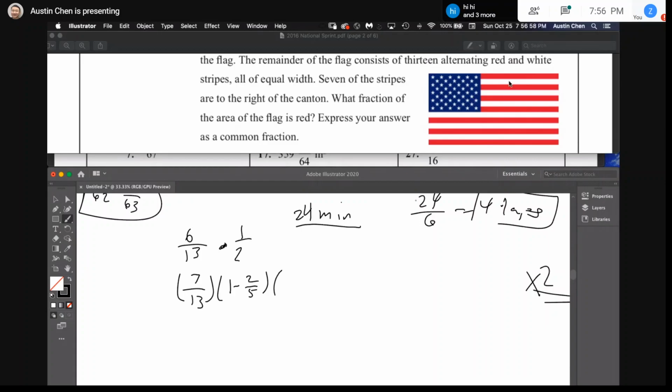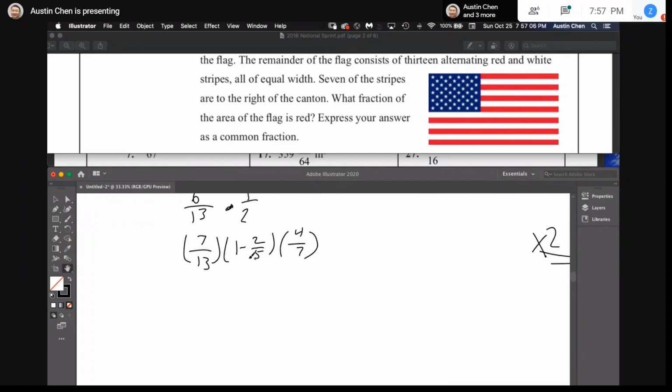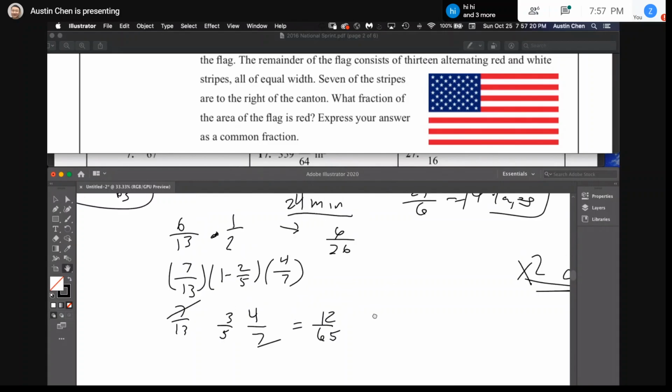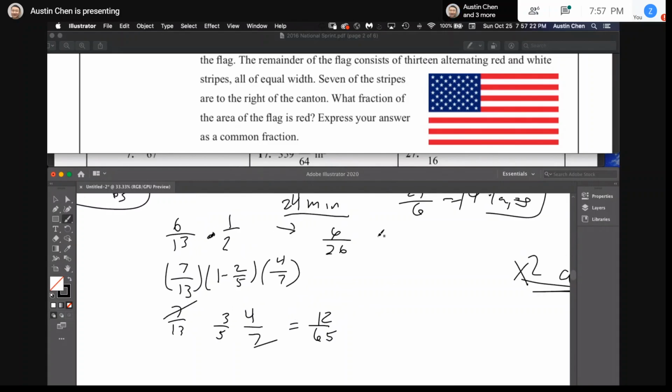All right. And then we just need to find the ratio of red to white in this box here, which is just 4/7. All right. What do you have here? It's 3/5 times 7/13 times 4/7. Sevenths cancel. We have 12/65, and there we have 6/26ths, right? Oh, you can simplify. You can have 3/13.